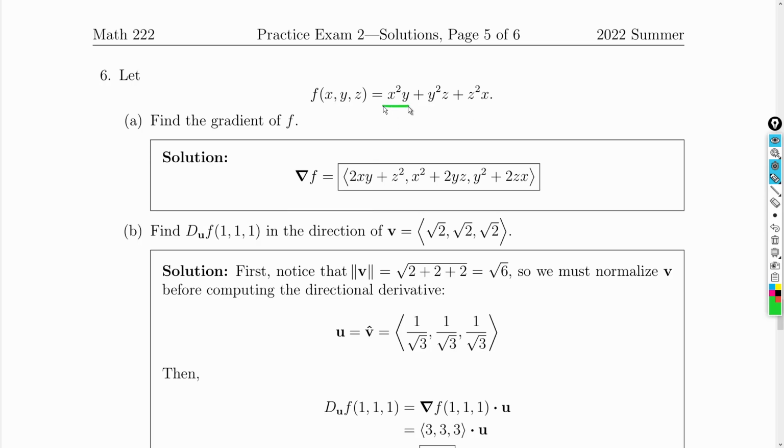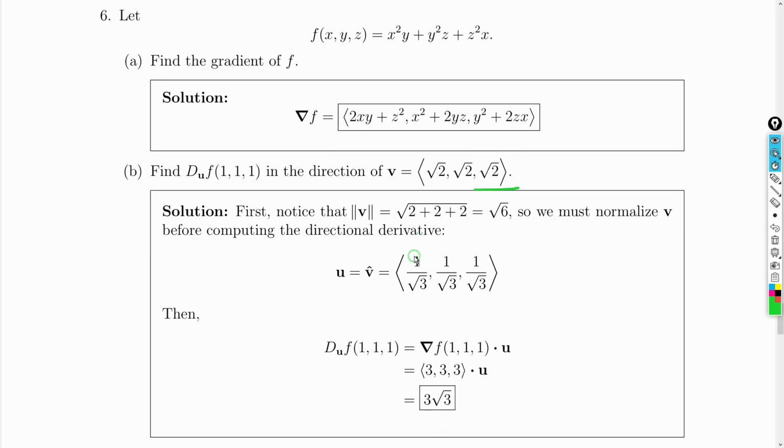So the derivative with respect to x comes out to 2xy plus z squared. This term goes to 0 since it doesn't have an x in there. Next, for the partial derivative with respect to y, you end up with x squared plus 2yz, right? And then for the partial derivative with respect to z, you end up with y squared plus 2zx, which is that one. Okay.